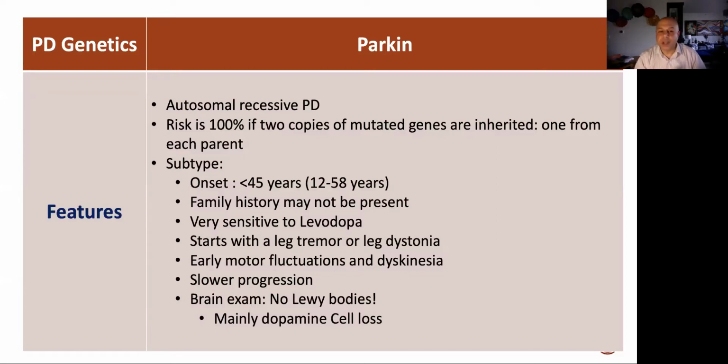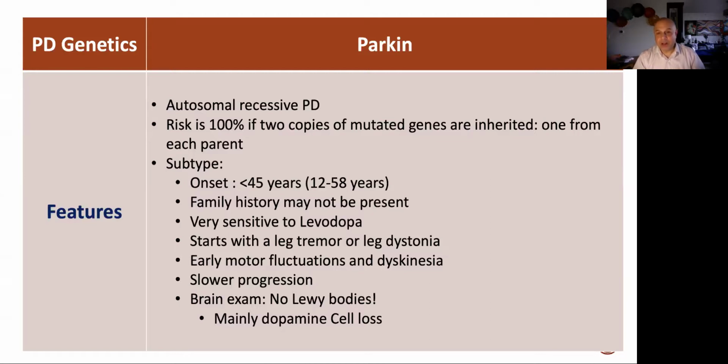The progression is quite slow. And here's the kicker: there are no Lewy bodies in the brain. And we thought that Lewy bodies were the hallmark of Parkinson's disease. So scientists and purists are now calling Parkin mutation not Parkinson's disease. It's a levodopa-responsive progressive disease without any Lewy bodies.